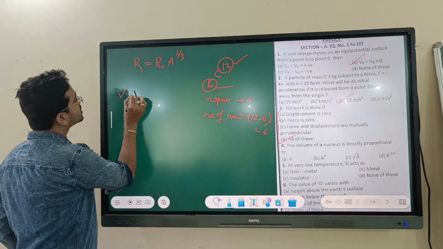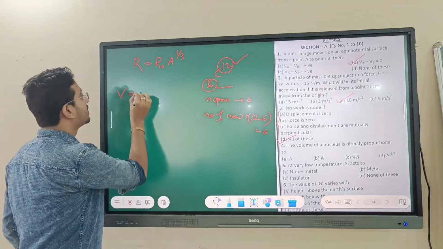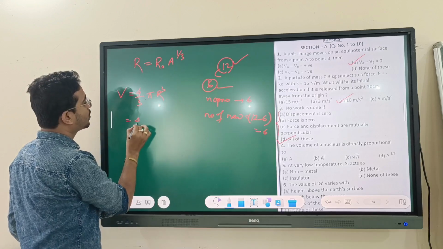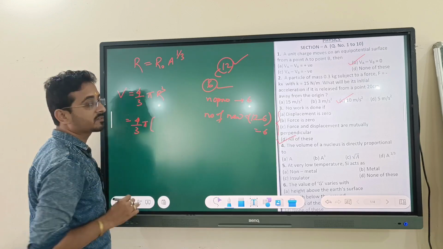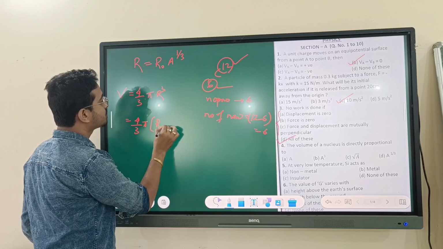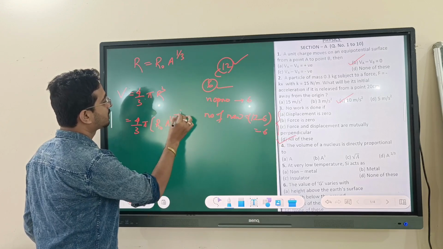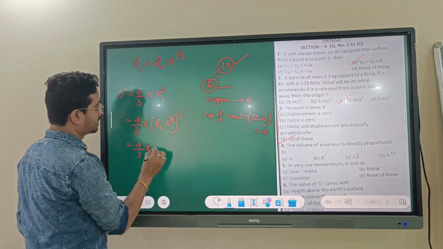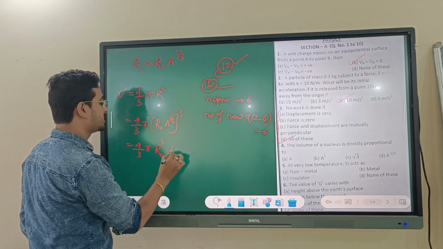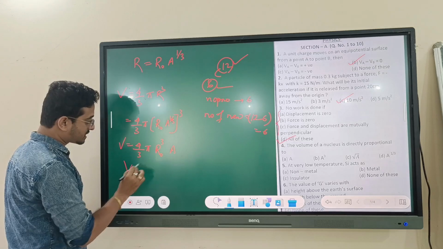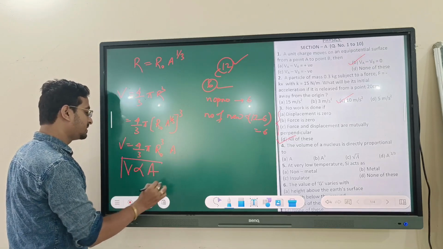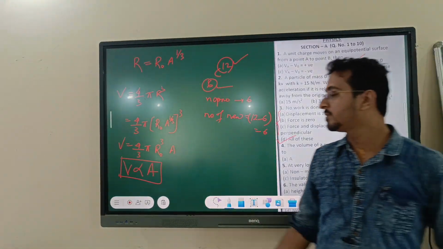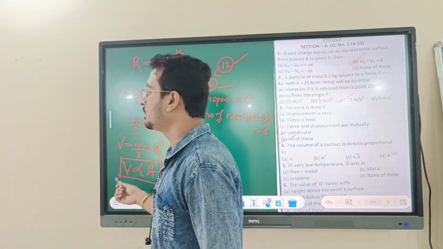If the nucleus is spherical, we know that the volume of a sphere is 4/3 pi r cube. That means 4/3 pi, and in place of r, I can write R0 A to the power 1/3, whole cube. Here it will be 4/3 pi R0 cube, and this is only A. So my volume is directly proportional to the mass number. This indicates that if your nuclear mass number increases, then the volume will also increase.